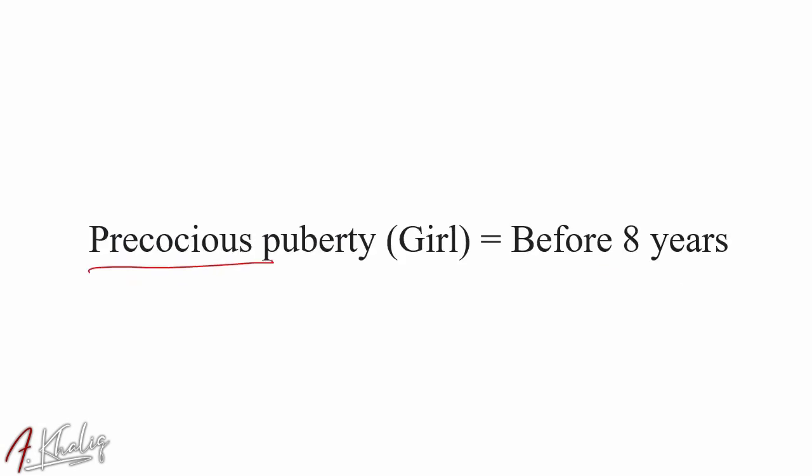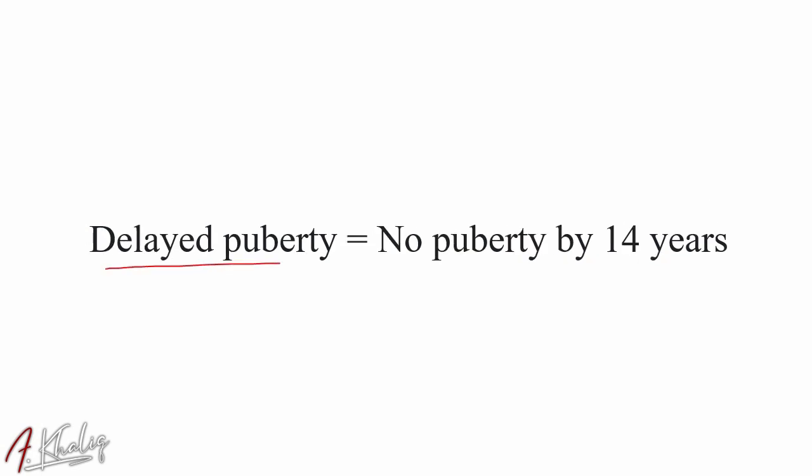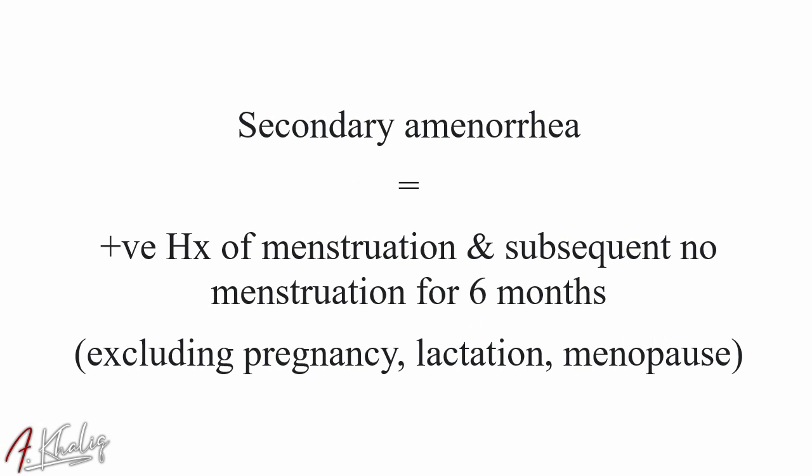Precocious puberty in the girls is defined as puberty before 8 years of age, and precocious puberty in the boys is defined as puberty before 9 years of age. Delayed puberty is no puberty seen even up to 14 years of age. In primary amenorrhea, the girl fails to menstruate by the age of 16 years. In secondary amenorrhea, there's a positive history of menstruation, but subsequently no menstruation for 6 months, and you have to exclude pregnancy, lactation, and menopause.